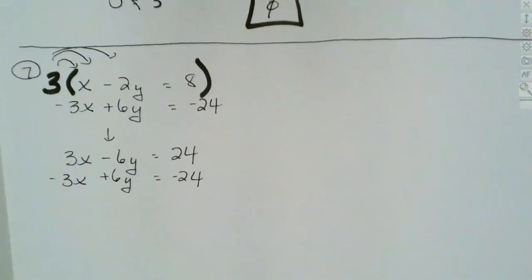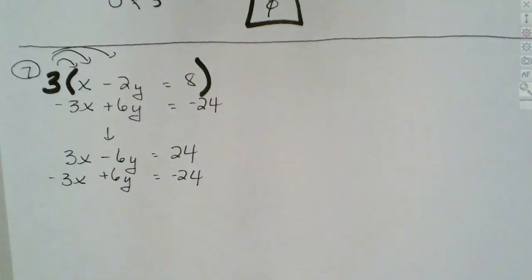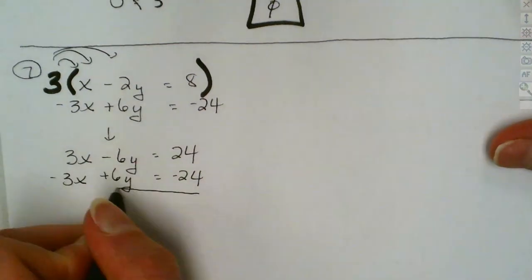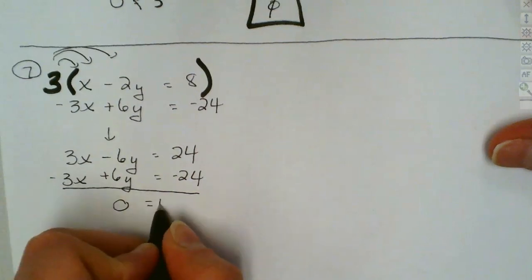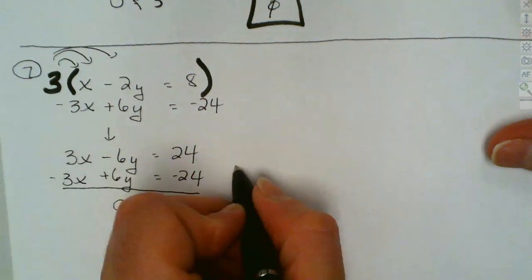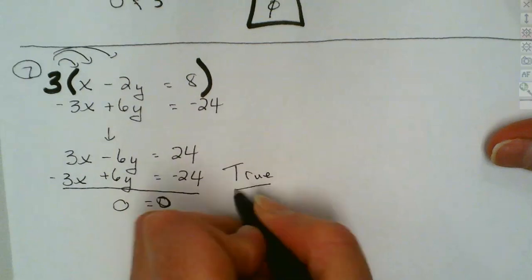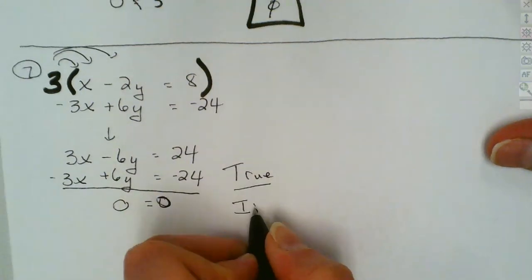Is everyone okay with this now? Right. Now, unlike the last one, which was false and came out to be a contradiction, what happens here? 0 equals 0, and does 0 equal 0? Yeah, that's true. So that's like an identity.